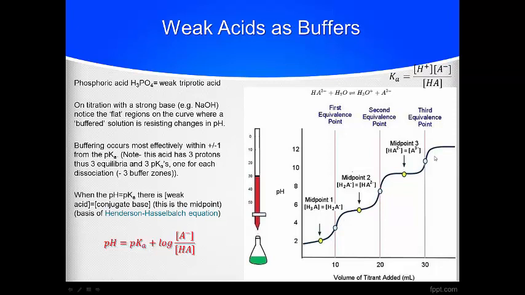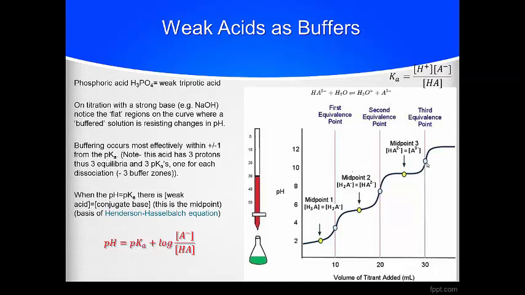Just to refresh you, we have our buffer region. Okay, so you're adding in a lot of base, but the pH isn't changing much, so we've got a sort of flat piece in the curve, and that's because it's resisting change to pH. Once you've saturated that buffering capacity, you will have a sharp increase in pH, and halfway through that sharp increase is your first equivalence point. And then you have your second buffer region, sharp increase, second equivalence point, third buffer region, and third equivalence point.